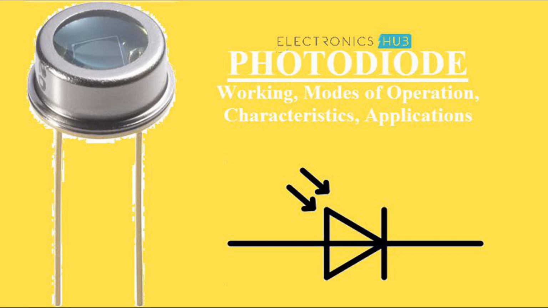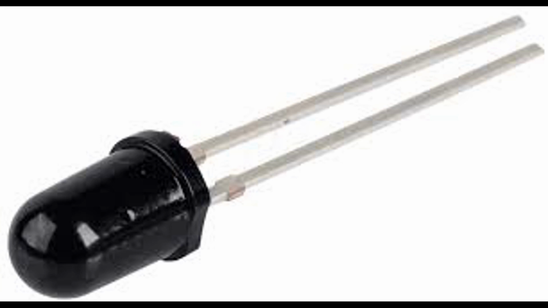10. Reverse breakdown voltage. Definition. The reverse breakdown voltage is the maximum reverse bias that can be applied to the photodiode without causing it to enter a breakdown region, where it becomes permanently damaged. Design consideration. Photodiodes are often operated with a reverse bias, so knowing this limit is important to avoid damage during operation.